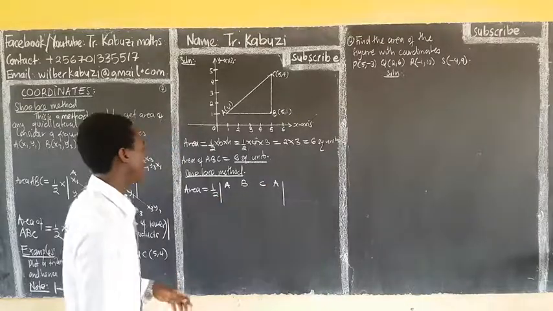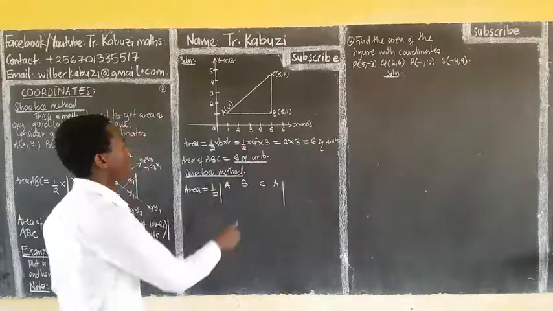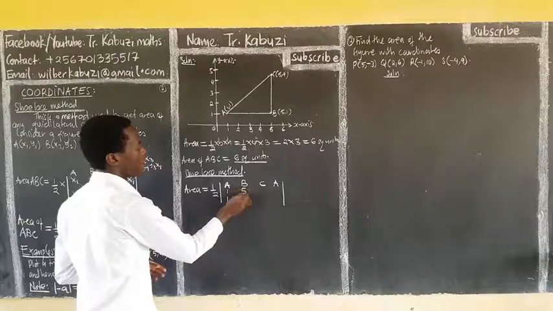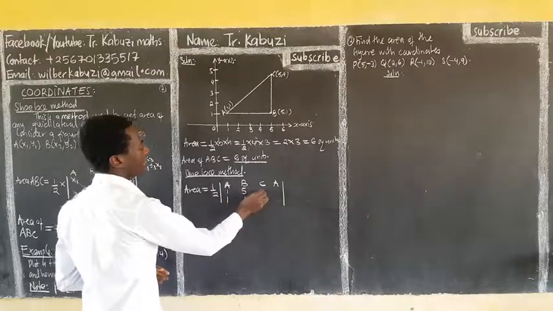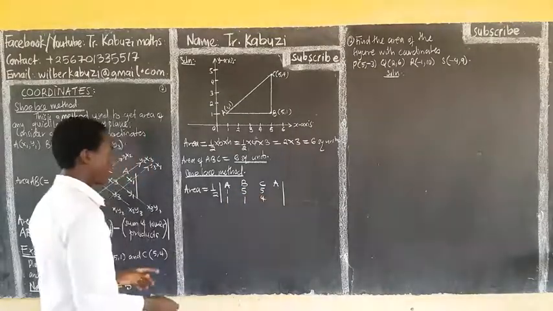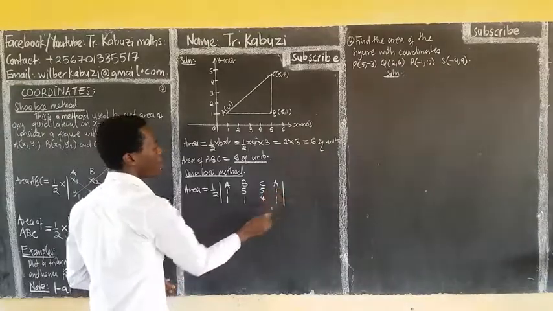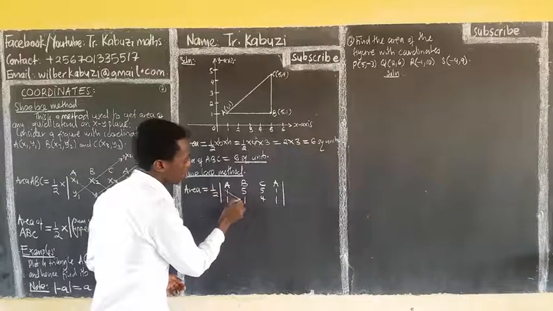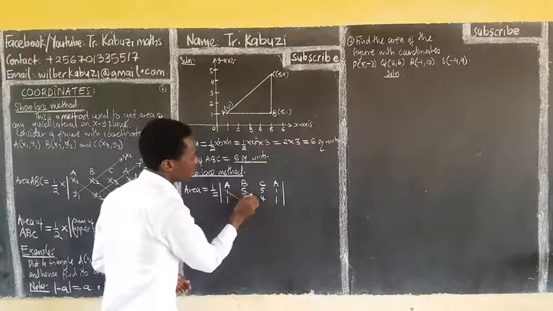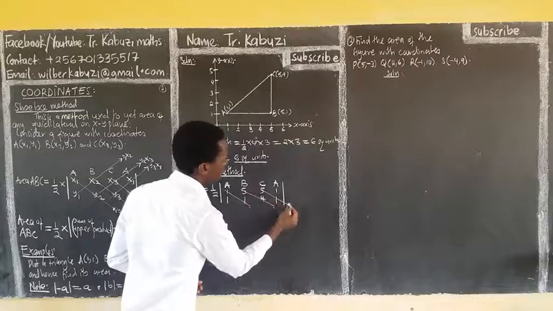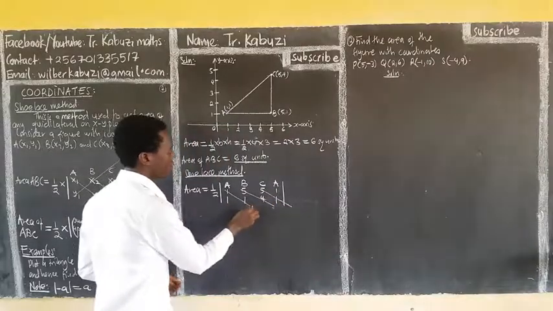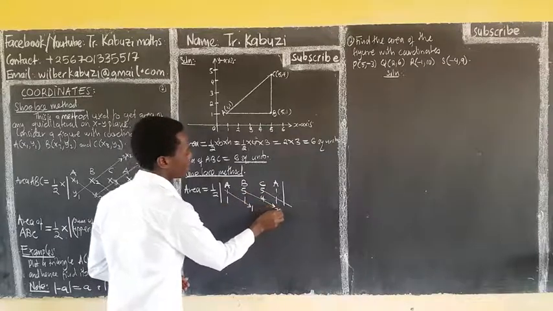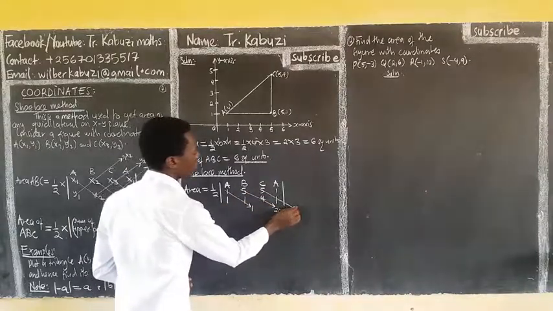Then write the coordinates in a column form. Our coordinates: A is 1, 1. B is 5, 1. Then C is 5, 4. From here, the column form. Then A is 1, 1. Now what we do, we get a product like this. We get a product, then this product, then also this product like this. So 1 times 1 is 1. 5 times 4, you get 20. Then 5 times 1, you get 5.